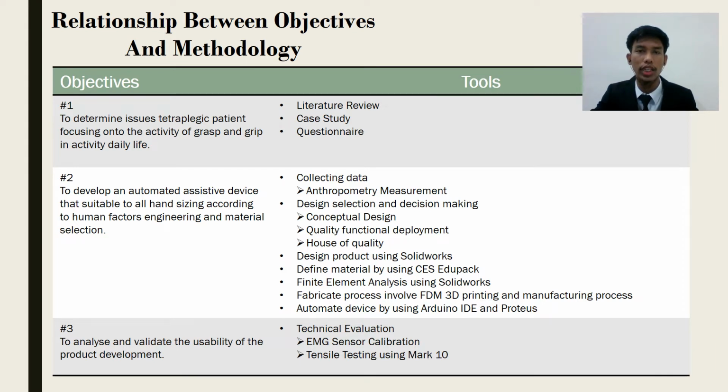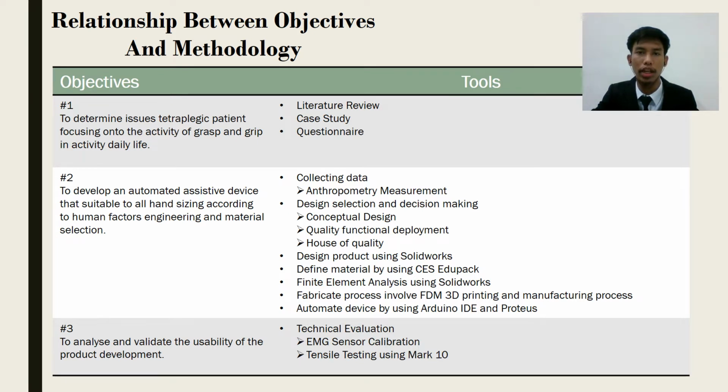In order to achieve objective 1, we need to develop a questionnaire and also do research on the literature review and previous case studies. For our second objective, we can achieve it by starting with collecting anthropometric data as parameters to design in SolidWorks, followed by the second step, design selection and decision making.